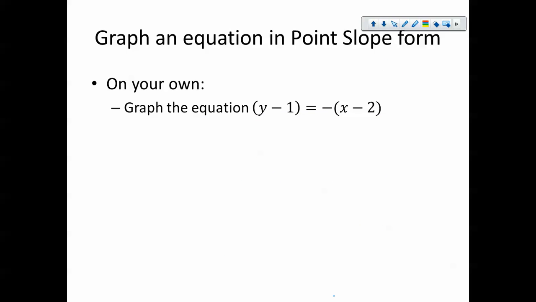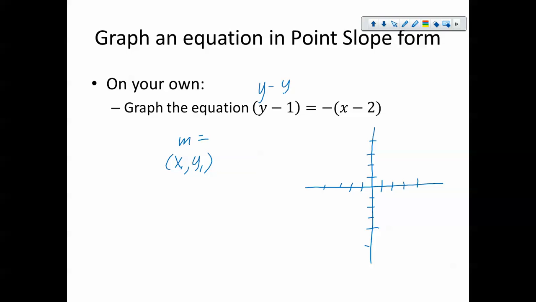Okay, so you had an opportunity to try this problem in your Canvas on your assignment. Let's do it together to see how you did. We want to identify the slope, the m, and we want to identify the point. Because remember, this is y minus y1 equals m times x minus x1.